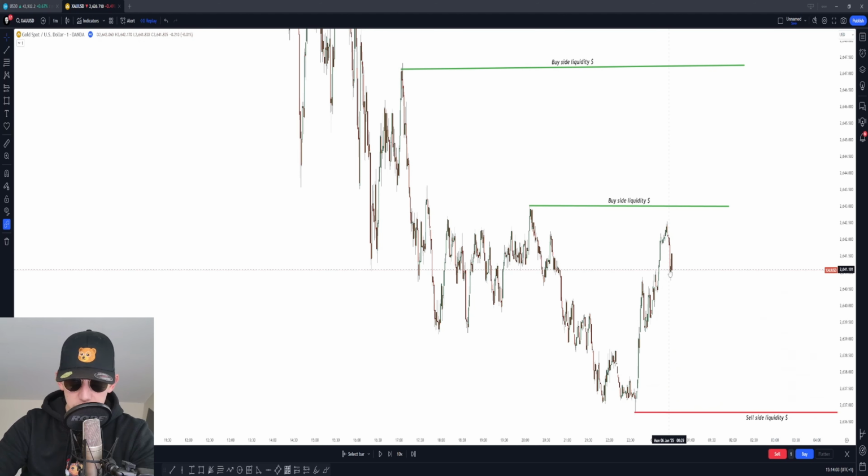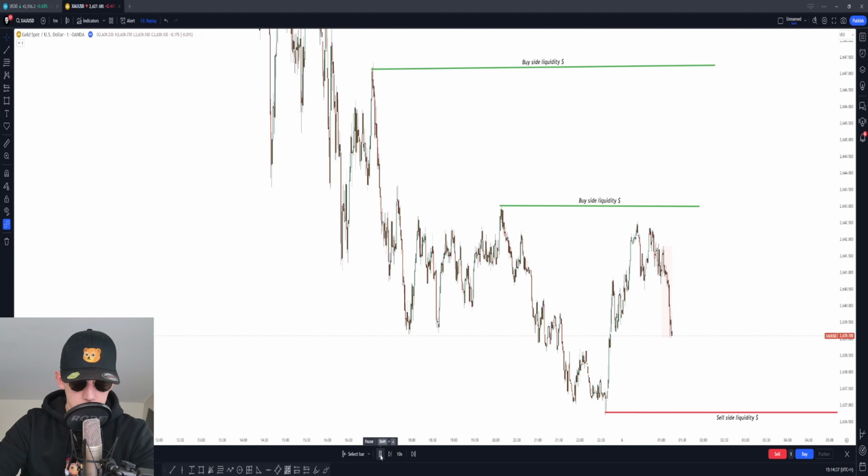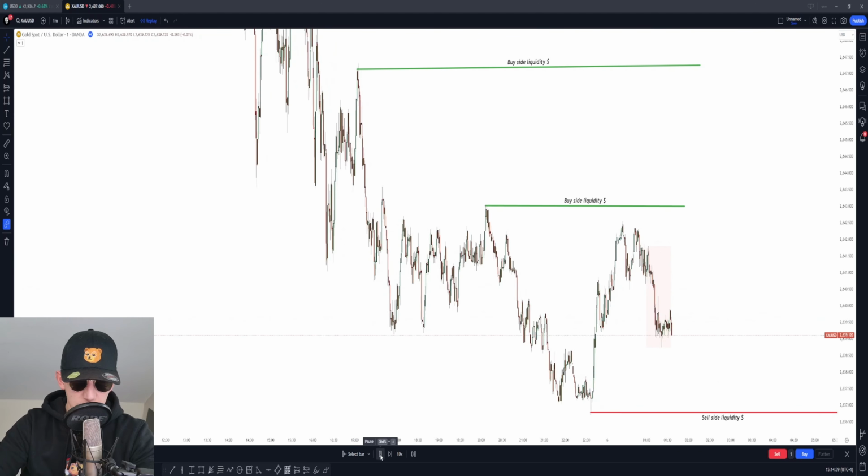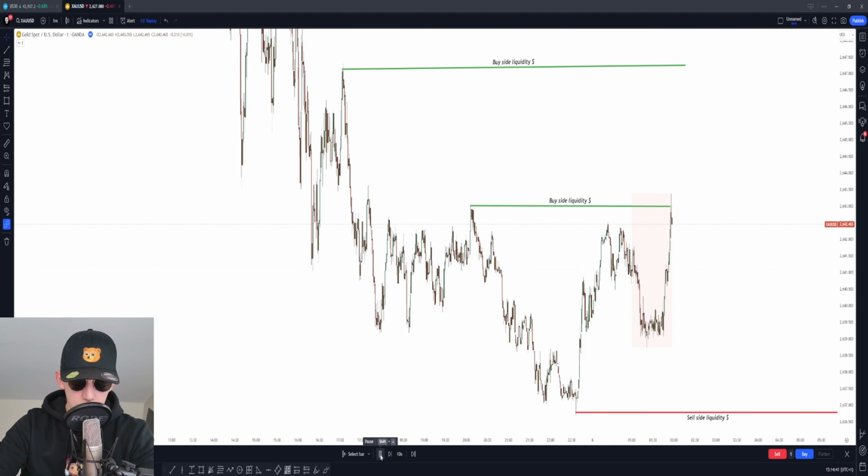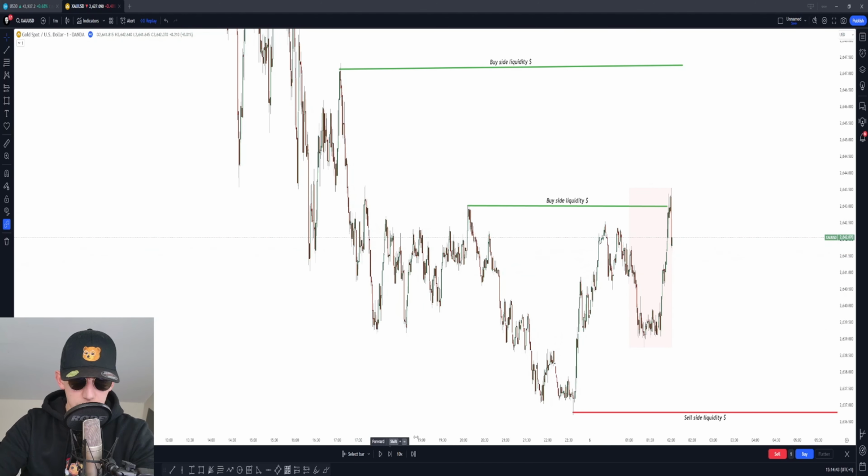Now, as you can see, the market right now before the opening is between the buy side and the sell side liquidity. So when the Asian session opens, the market needs to make a move and it will be manipulated to at least one of those levels. So here the market is open, and as you can see, we started to consolidate right here, and then we reached our first buy side liquidity right there.